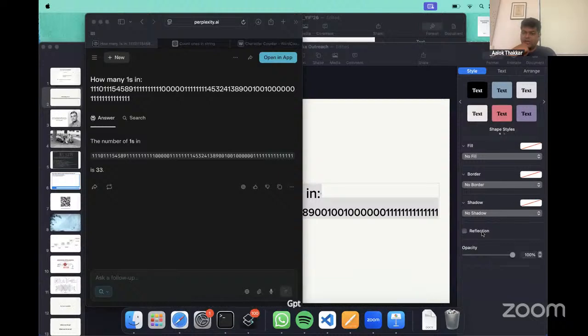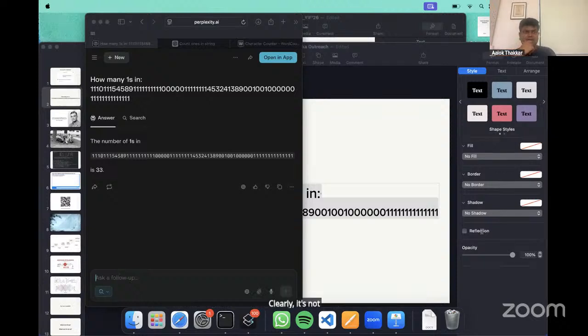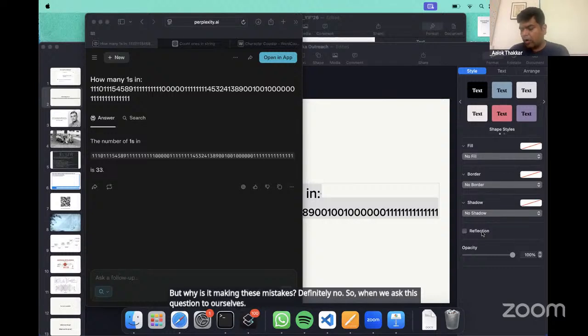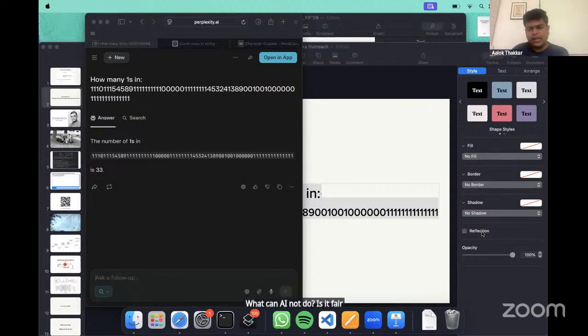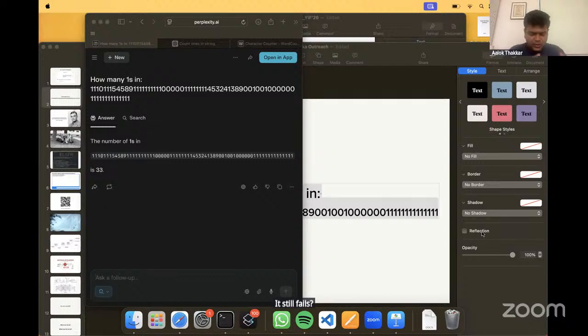GPT got it right. Okay, GPT is getting it right, but Claude is getting it wrong. Perplexity is getting it wrong. Is GPT perfect then? Clearly, it's not perfect. Maybe if you change the string a little bit, it could make some mistakes. But why is it making these mistakes? So when we ask this question to ourselves, what can AI not do? Is it fair to then say AI cannot even count? Counting, the most basic mathematical thing with given instructions, simple rules, it still fails? See, that's where the gray area lies. I want you all to think about it. We'll come back to this and discuss.